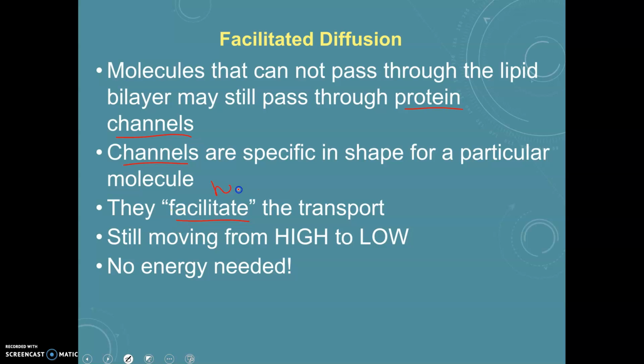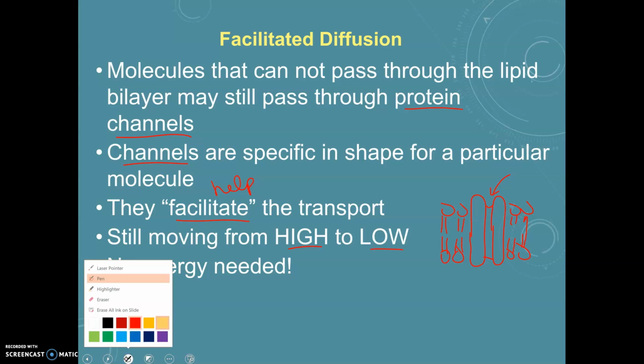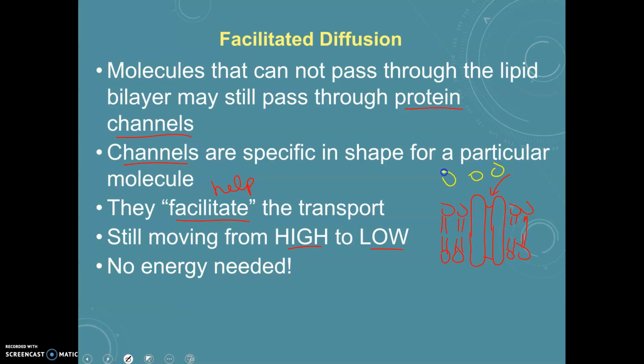You have all different kinds of channels. Facilitate means to help. So these are channels that are helping move substances still from high to low concentrations only, but no energy is necessary. So imagine if this is the phospholipids, and then this is a protein in the membrane, and this is more phospholipids here. And this protein is a channel, it's like an opening. Maybe let's say this one is for glucose. Then what would happen is, if you have more glucose outside than inside, glucose will tend to flow through this membrane protein into the inside.